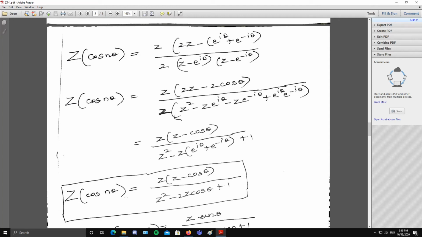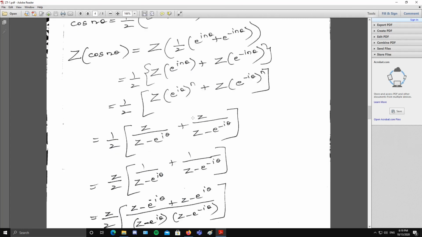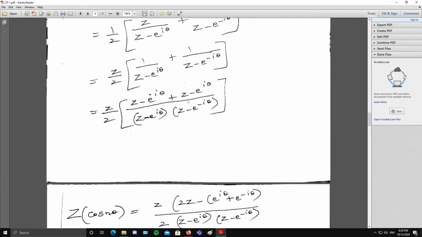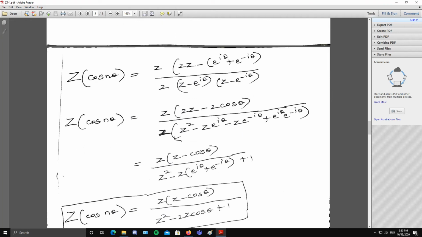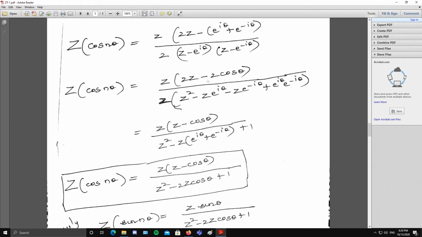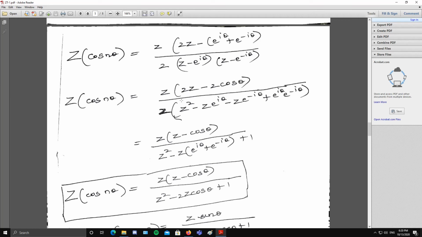So the transform of cos n theta is z times z minus cos theta by z square minus 2z cos theta plus 1. Similarly, if you take the transform of sin n theta, in place of plus you have minus, and in place of 2 you have 2i. If you follow the same procedure, you will get the transform of sin n theta as z sin theta by z square minus 2z cos theta plus 1. So just replace plus by minus and 2 by 2i in the denominator, and you will get this answer.